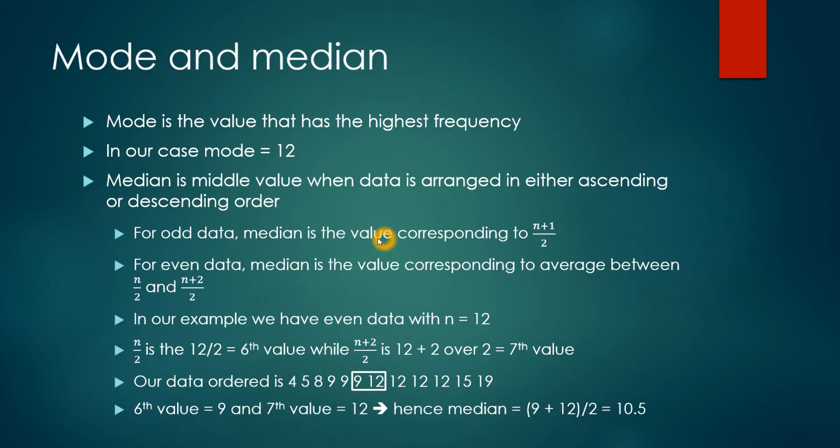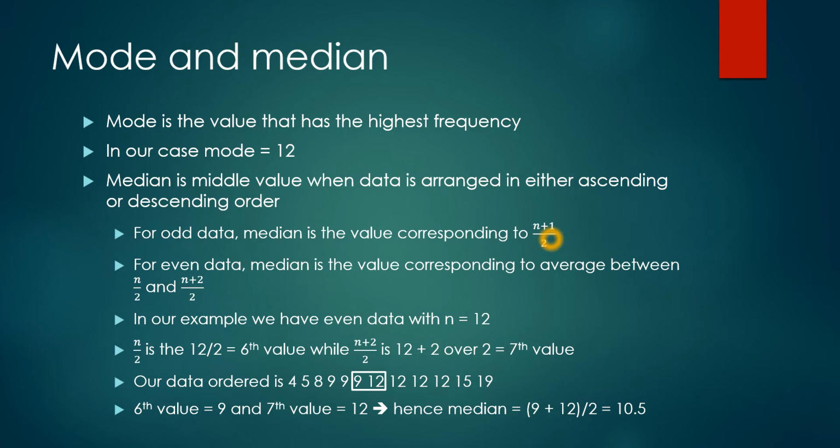When you arrange the values and they appear to be even data, the median is the average between two numbers: the values at positions n divided by 2 and n plus 2 divided by 2. You calculate each position, then you find the average between the two values. So in our example, n is 12 months, so n divided by 2 is 12 divided by 2, the value that corresponds to the 6th position. And n plus 2 is 12 plus 2, which is 14, divided by 2 is the 7th value.